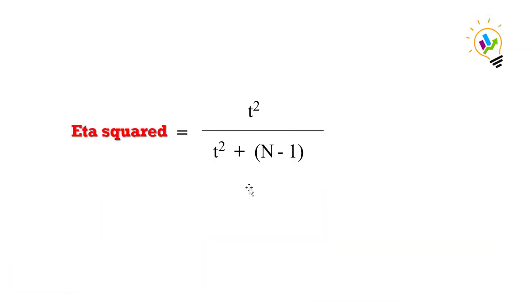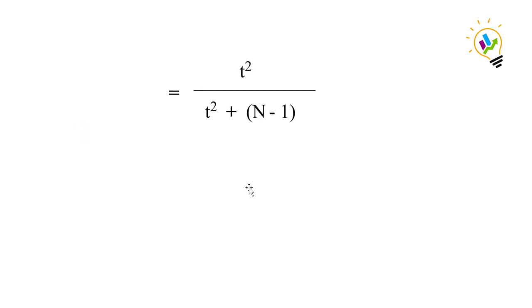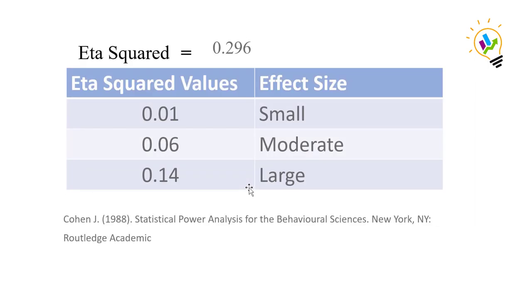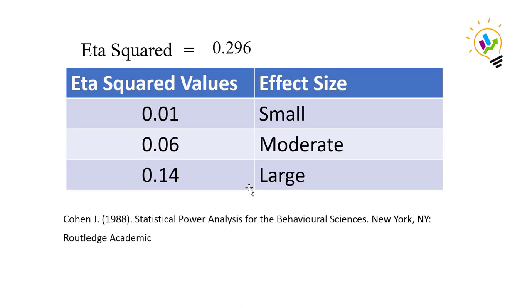Now this is the formula for calculating effect size. We are using the eta square formula. The formula is t square divided by t square plus n minus 1. The t value is 2.979, n is 22, and t square is 8.87. So t square divided by t square plus n minus 1. If I substitute the values in the formula, the eta square value is 0.296.